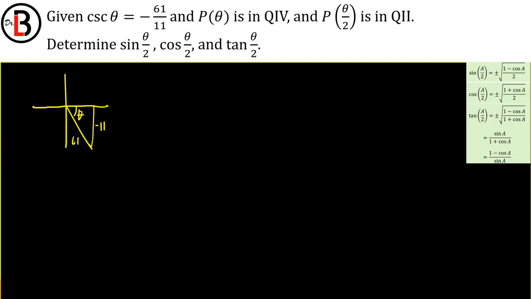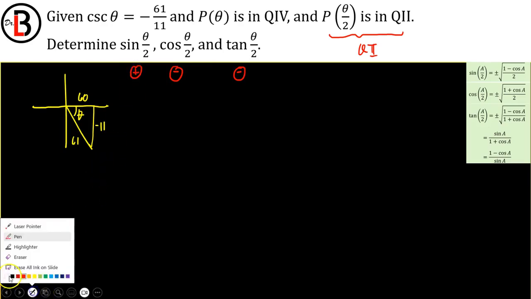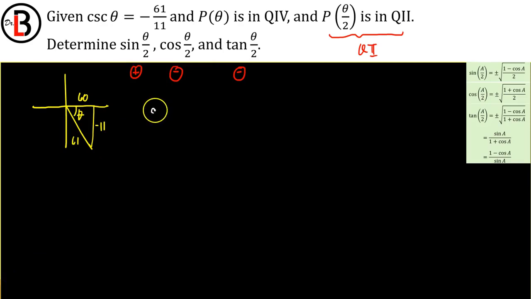So 61 squared minus 11 squared, you're going to have 36. That's going to be 60. So it's a 60, 61, 11 triangle. In here, it already says that theta over 2 is in quadrant number 2. That means in quadrant number 2, this would be negative, this would be negative, this would be positive. Therefore, sine of theta over 2 is simply the positive square root of 1 minus cosine theta all over 2.